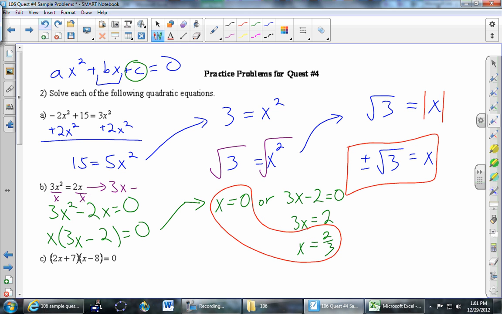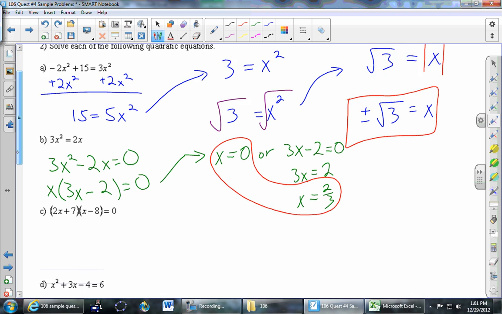So we're going to get rid of all that stuff and strongly, strongly, strongly encourage you to not divide both sides by x or anything with a variable in it, but rather get one side to 0 and factor. Then you won't lose that solution.